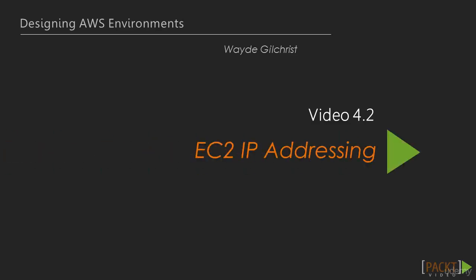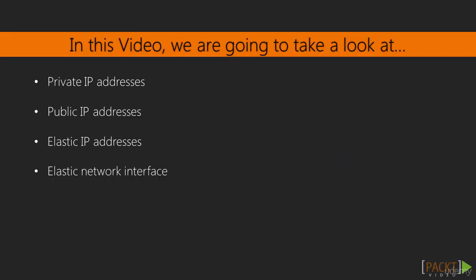In the previous video, we covered designating private IP address ranges for your VPC. In this video, we are going to continue our discussion of private IP addresses and the two types of public IP addresses you can use for your EC2 instances. We are also going to discuss elastic network interfaces, which are the virtual network cards attached to your instance.